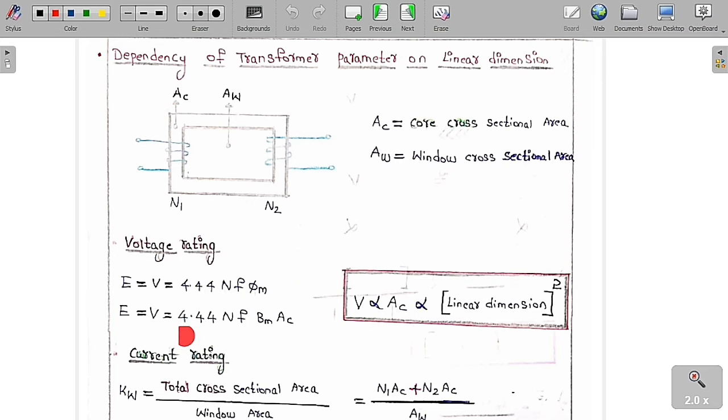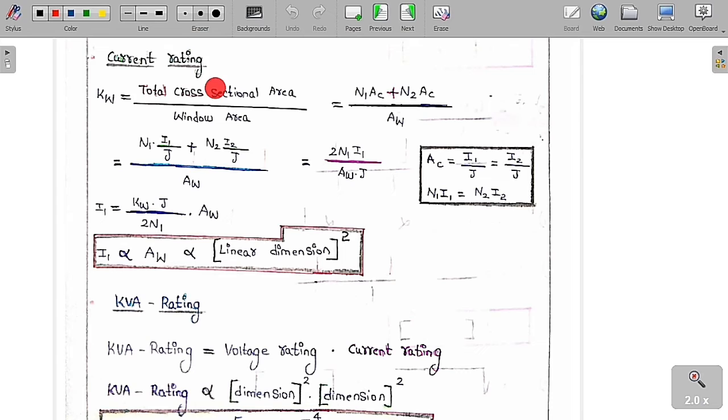So you can see clearly that the voltage rating is directly proportional to the area of the core. Area means two dimensions, so it is the linear dimension whole square. Therefore the voltage rating is directly proportional to the linear dimension whole square. Only because of two dimensions are we going to get the area.